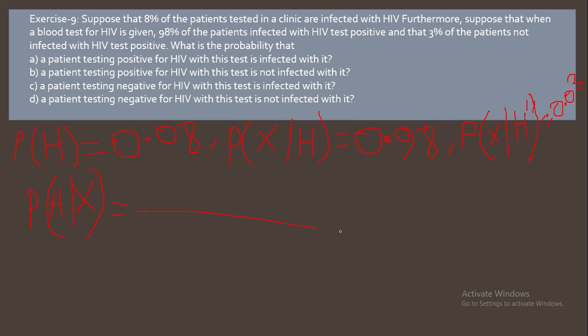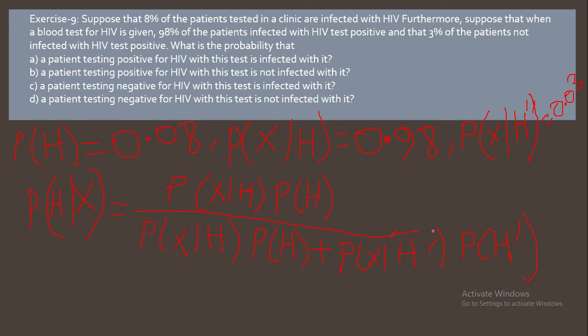If we use our formula, it will be P of X given H into P of H, divided by the total probability of being tested positive, which is P of X given H into P of H, plus P of X given H prime into P of H prime, right?